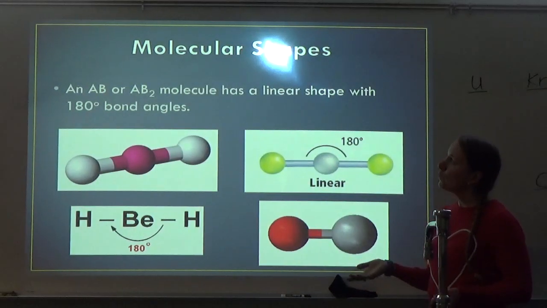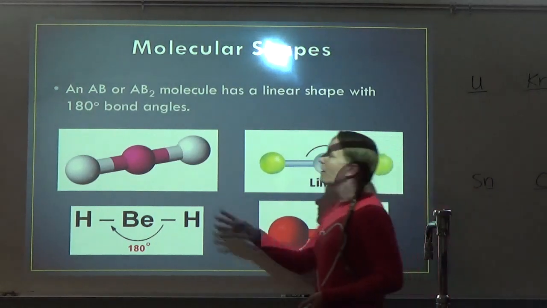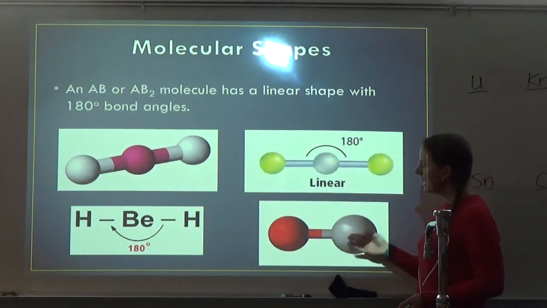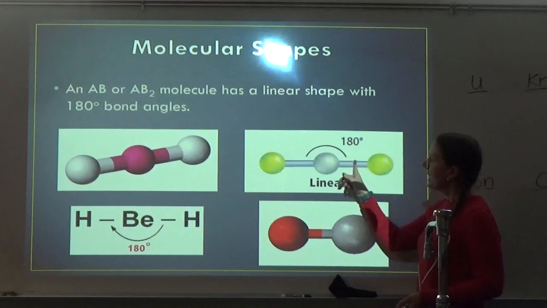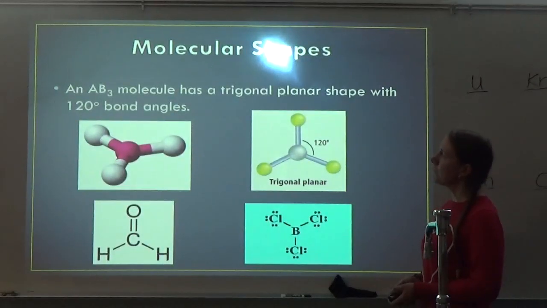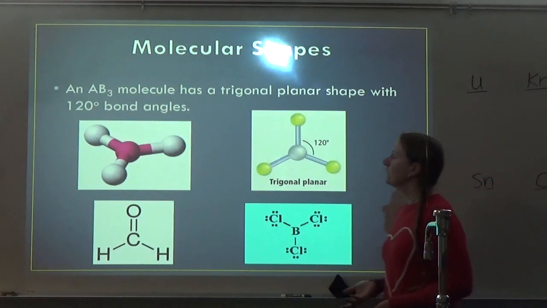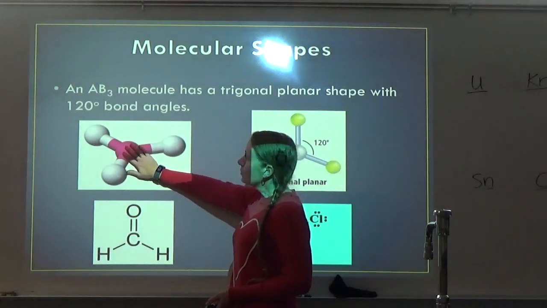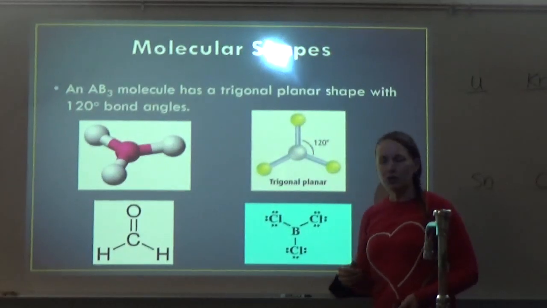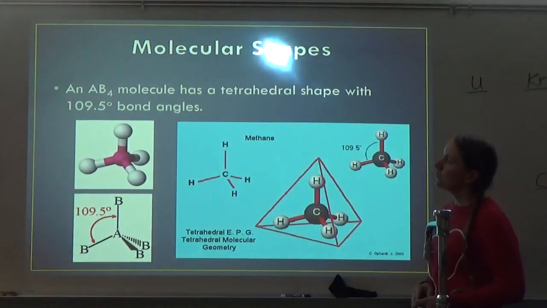An AB or an AB2 molecule has a linear shape with 180-degree bond angles. So if you have a central atom and 2 bonding atoms, or just 2 bonding atoms, that's going to be considered linear, and a bond angle for linear is 180 degrees. If you have an AB3 molecule, it has trigonal planar shape with 120-degree bond angles. Trigonal planar can be drawn all in the same plane, so you can draw it flat, and you'll have that 120-degree bond angle. You'll have 3 domains for trigonal planar.